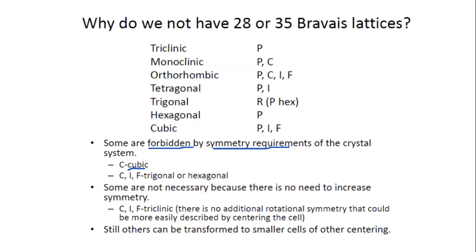So these are some reasons why we don't have 35 Bravais lattices, we only have 14. One main reason is the symmetry requirements of the crystal system. Another one is it's just not needed. It doesn't do anything to enhance the symmetry in the unit cell.